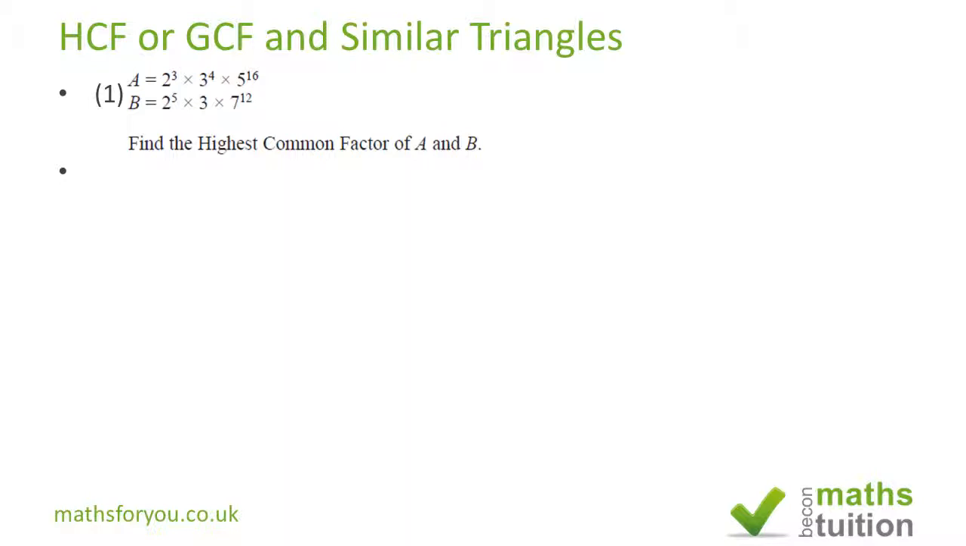It says find the highest common factor of A and B, or you might call this the greatest common factor, same thing. What I've done here is expand my numbers, so it will be 2 times 2 times 2 for 2 cubed, and then 3 times 3 times 3 times 3 for 3 to the power 4, and then 5 to the power 16. That would be horrendous to expand, so I leave it there. Similarly for set B, I've got this here.